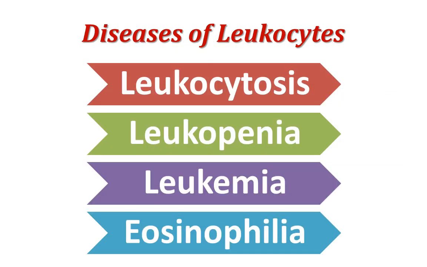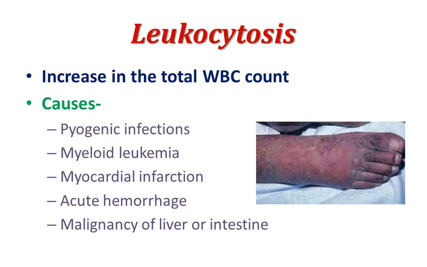Let's have a look at the pathology of leukocytes. These are leukocytosis, leukopenia, leukemia, eosinophilia. Let's discuss leukocytosis. An increase in the total number of WBC count is called leukocytosis.